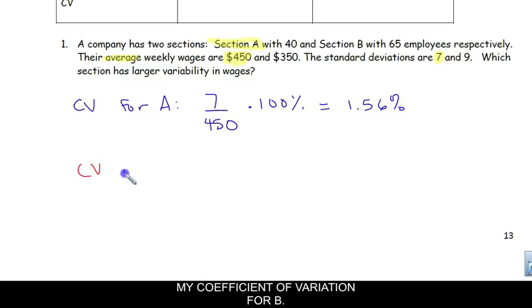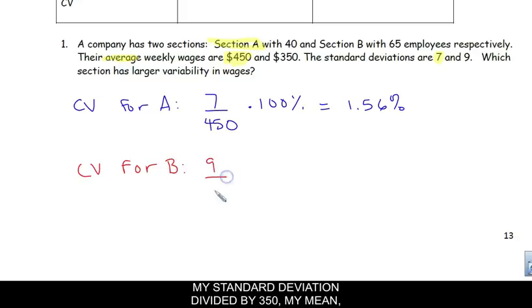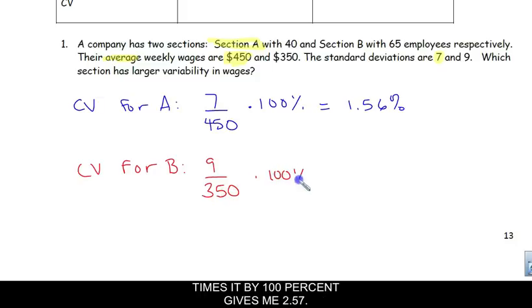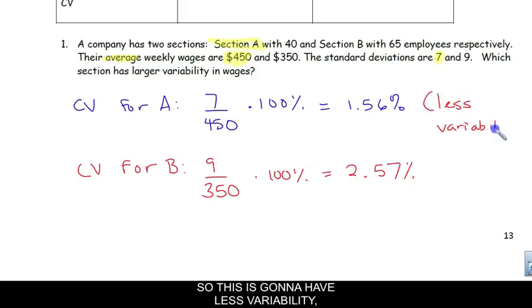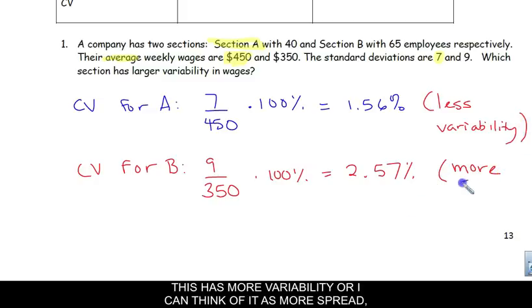My coefficient of variation for B, my standard deviation divided by 350, my mean, times 100%, gives me 2.57%. I can see that my CV for A is much smaller, so this is going to have less variability. Whereas my CV for B is much higher, this has more variability, or I can think of it as more spread because it's more spread out.